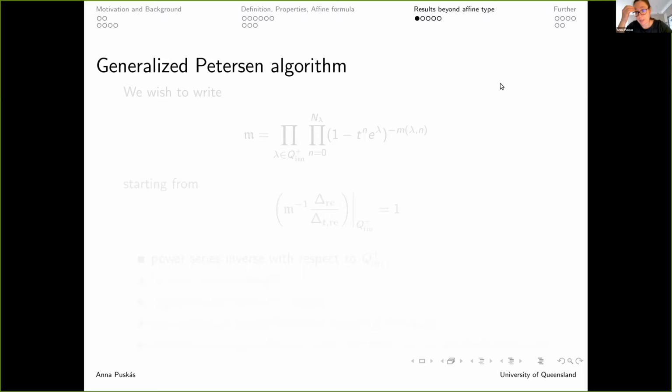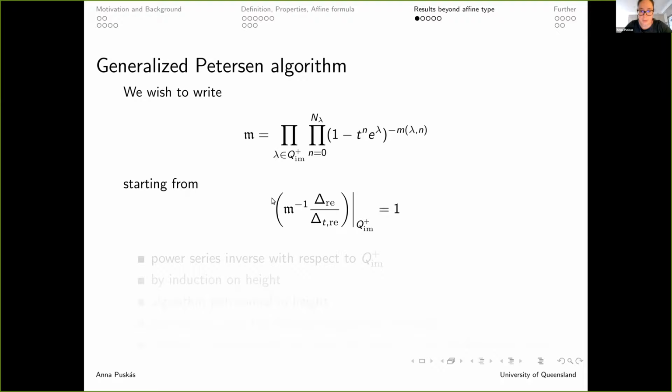Okay, so the first one is the Peterson algorithm for computing imaginary root multiplicities. So as I mentioned, we want to write M as a product, again, over the positive imaginary root cone. And for every lambda element in this cone, I want to have a finite product of factors of the form 1 minus t to the n e to the lambda, and the exponent will be some negative m lambda n. Okay, so we want to compute the m lambda n's starting from this property of m inverse, that it's an inverse of something we know well with respect to this cone. So we want to take a power series inverse with respect to a cone, and we want to compute m, or equivalently m inverse, by induction on the height of lambda.